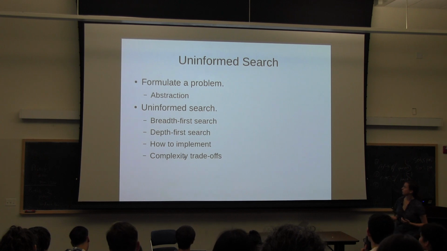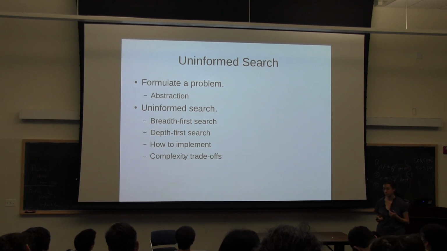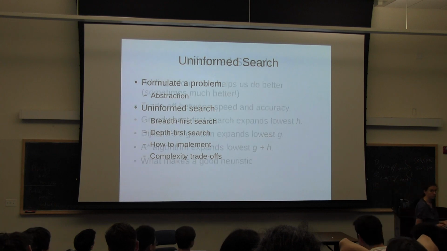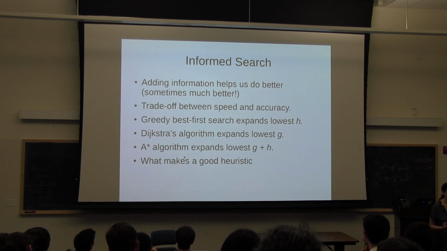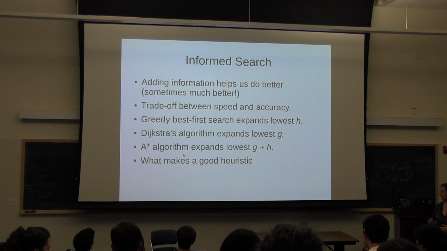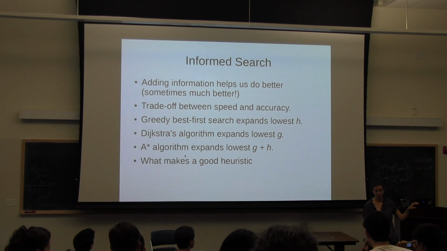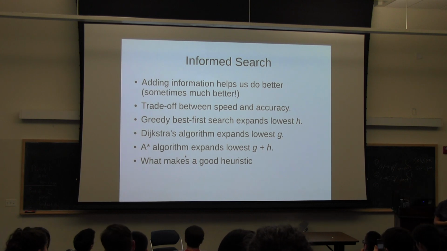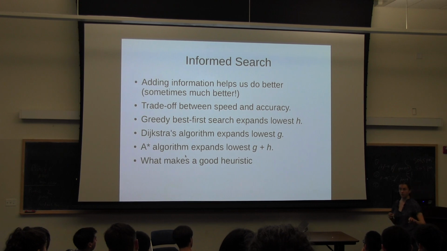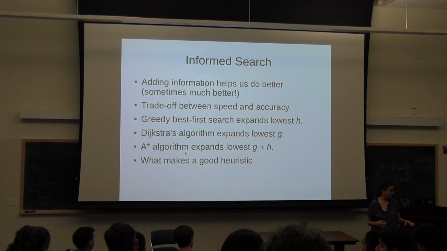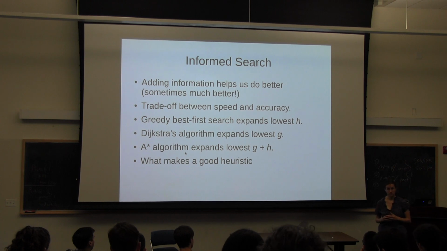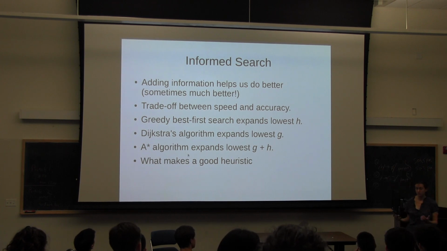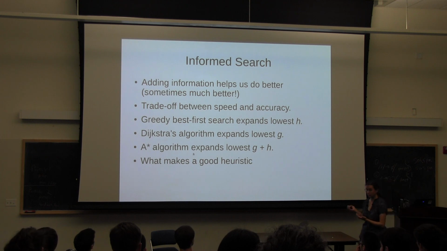So here's uninformed search. Abstraction, breadth first search, depth first search. How to implement it, what complexity trade-offs. Informed search, so sometimes adding new information will just do a lot better. There's this trade-off between speed and accuracy. And then we had that whole A-star thing, where with Dijkstra's algorithm, we wanted to find the optimal path with different costs. And then we did greedy, where we just went in the best direction without taking into account finding the optimal path. And then we combined those two to get A-star, where we were using our heuristic estimate for guaranteed optimality. We're going to be thinking about a lot of examples about heuristics, coming up with heuristics, analyzing whether it's a good heuristic or not.